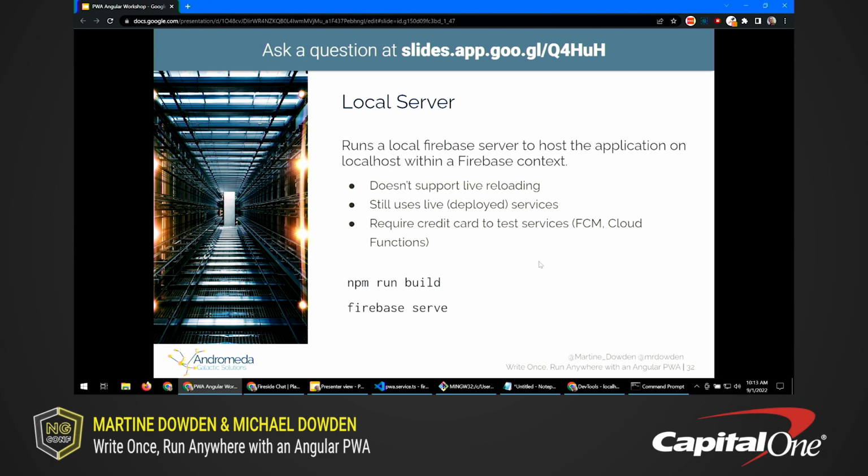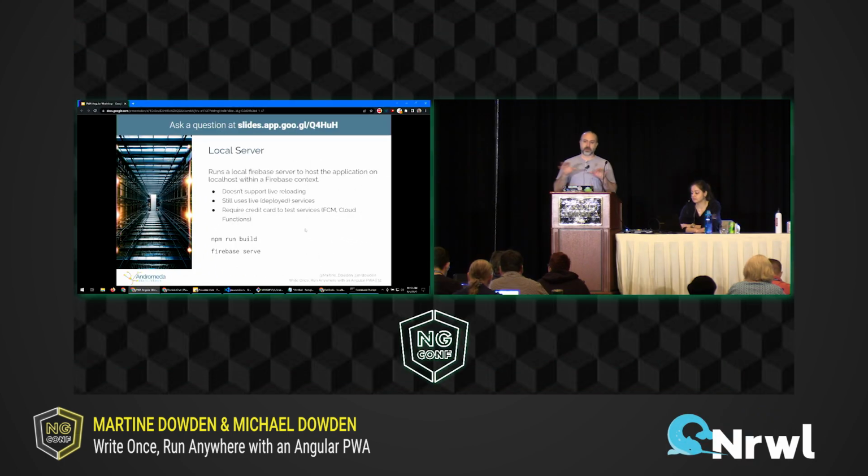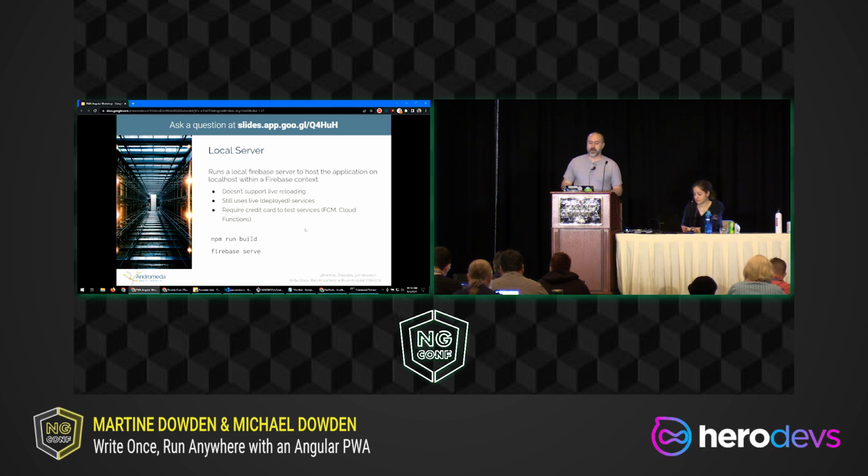So when you're running a local server, first thing you have to do is run a build, right? You have to build your Angular project because you're essentially serving it the same way you would in a normal production environment. You're just doing it locally. And when you run Firebase serve, it's using the Firebase hosting configuration with all of that entails, and it's doing it on your local system.